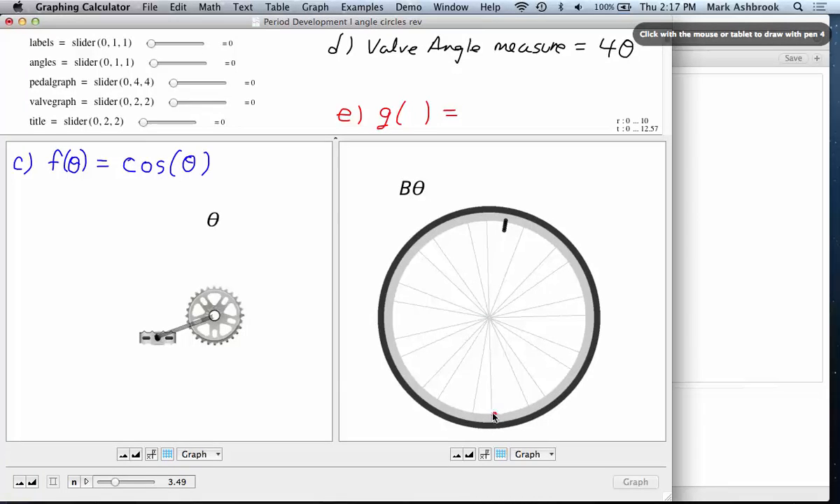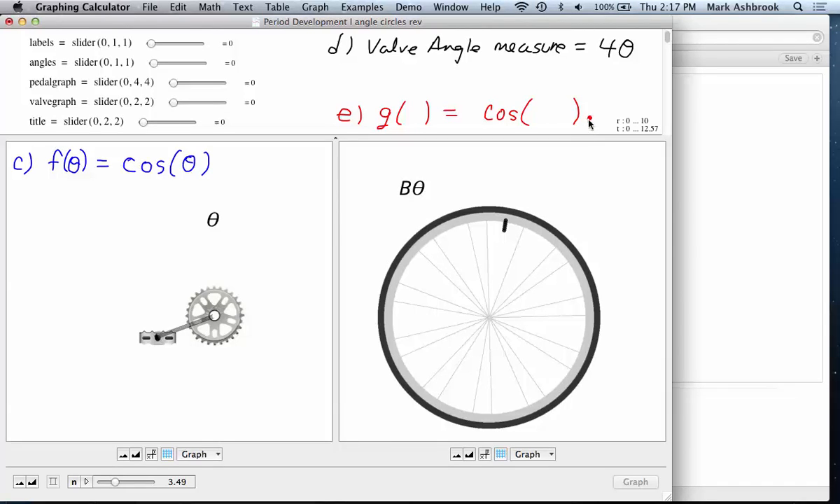And ding, ding, ding, the light goes off in your head. What are we going to be using to get horizontal distance in radius lengths? It's going to be cosine. Okay, so if this is going to be the horizontal position of the tire valve, then what angle needs to go into cosine, the tire valve or the pedal angle?